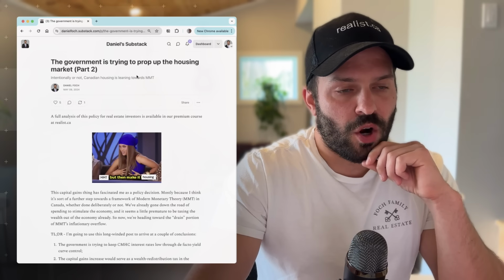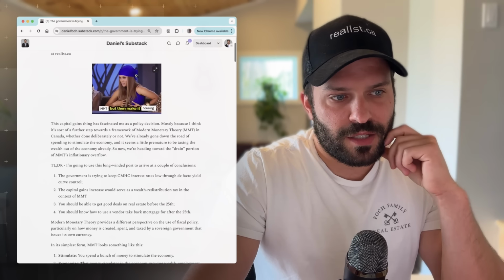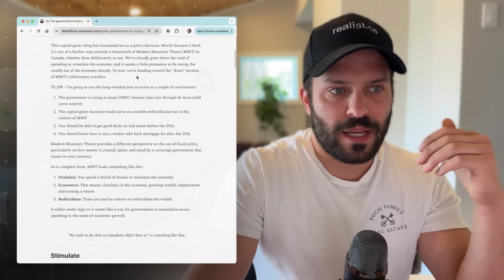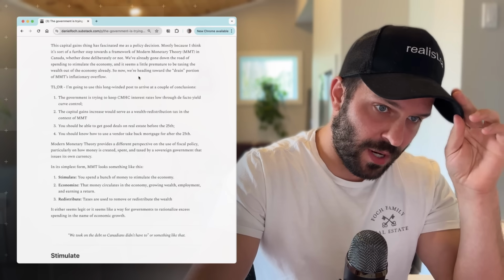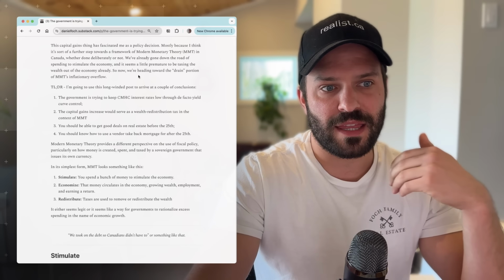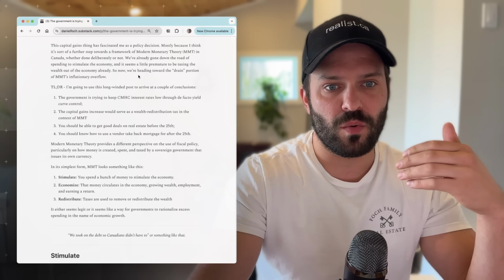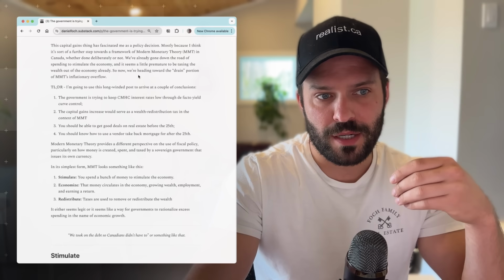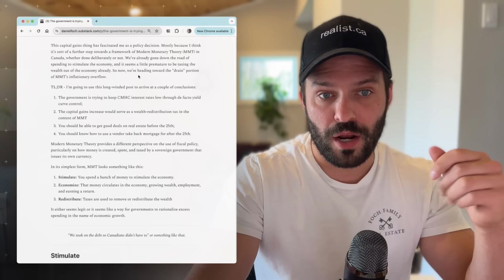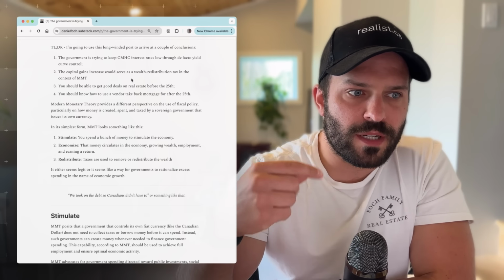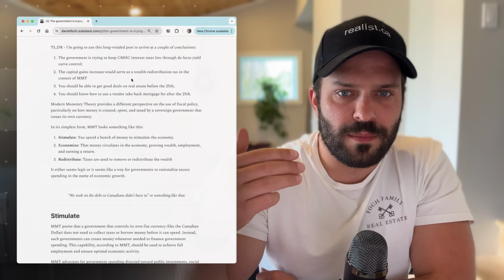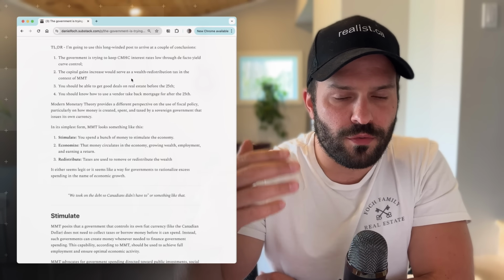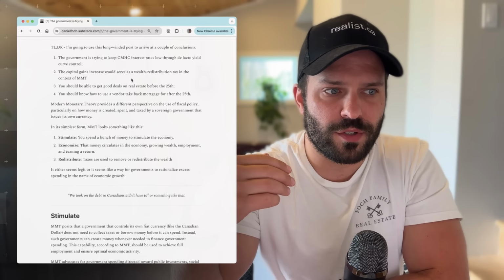So I put together this article on Substack that basically describes the capital gains tax policy and why I'm fascinated by it as a policy decision, mostly because I think that it's a further step towards a framework of modern monetary theory in Canada, whether or not it was done deliberately. There's 4 key points here. Number 1 is the government is trying to keep CMHC interest rates low through de facto yield curve control, which I will describe in a bit.